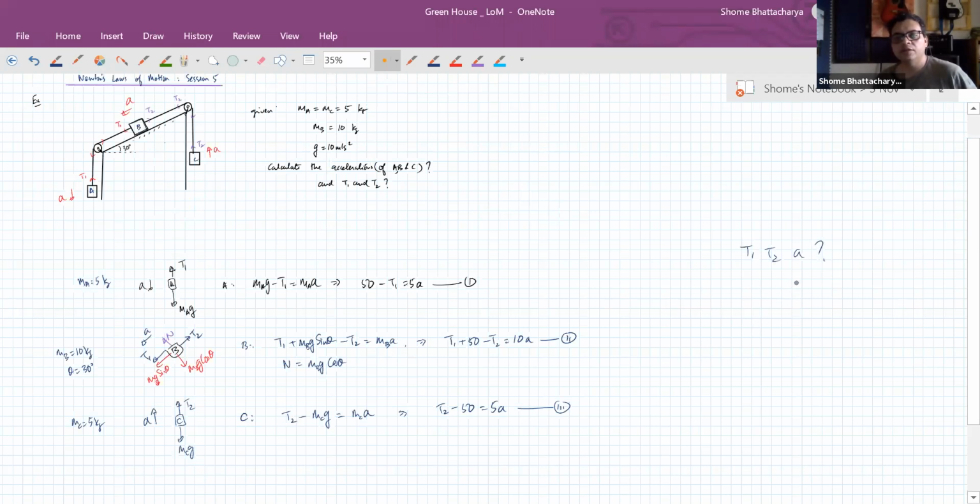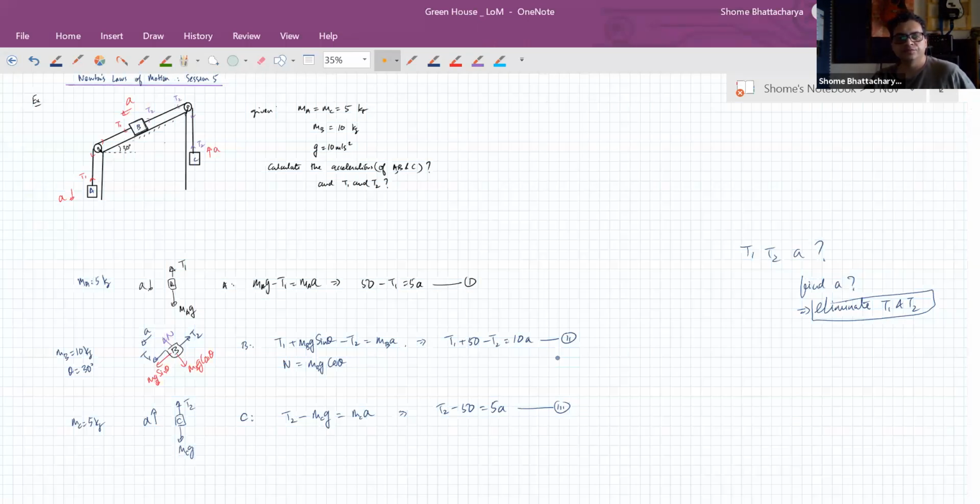And what do we have to find out? We have to find A. So we need to eliminate T1 and T2. So when you look at equations 1, 2, and 3, you have to understand that that's what you have to do. You have to combine the equations in such a way that T1 and T2 get eliminated. Now once you have that in mind, it's quite easy to solve. Just solve the three equations and tell me the acceleration now.